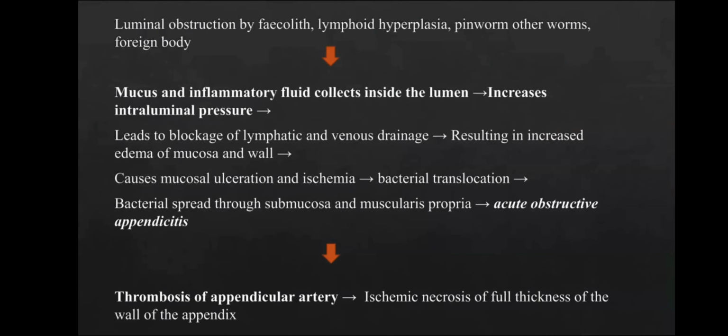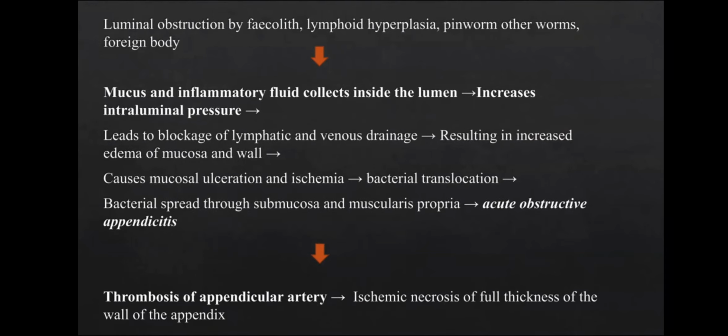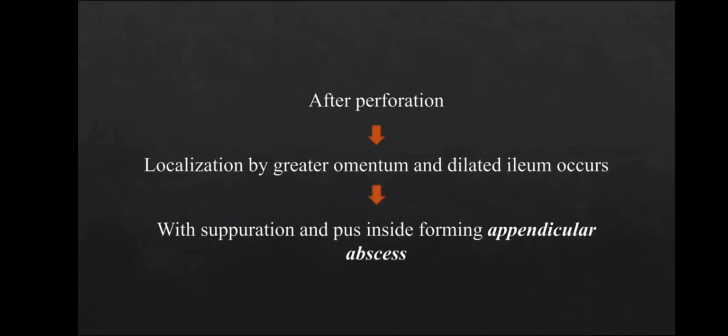So two cases are told, obstructive and non-obstructive. This is the pathology, what is happening inside. Same thing: with obstruction, there will be collection of fluid inside, blockage will be there, lymphoid tissues will be affected, and bacterial overgrowth will be there. This bacterial spread can cause appendicitis, and finally, because of this ischemia and bacterial growth, it can cause other complications like gangrene, perforation, etc.